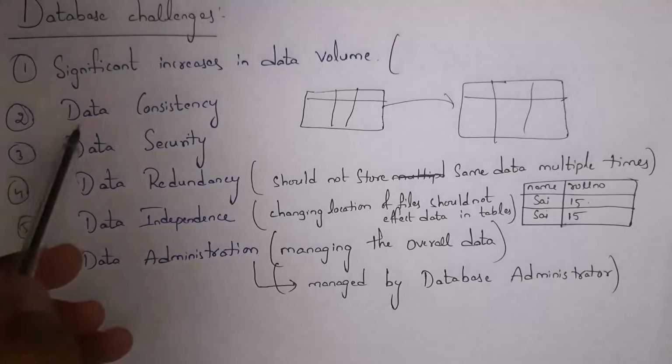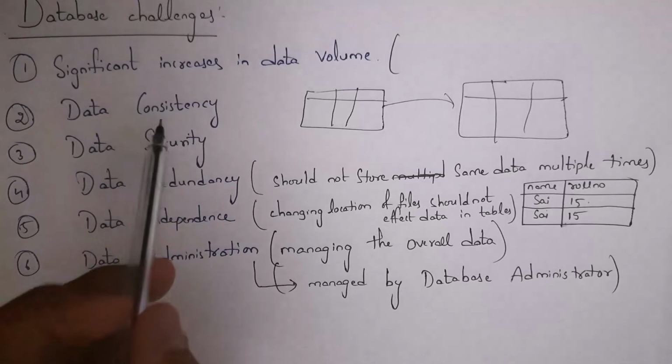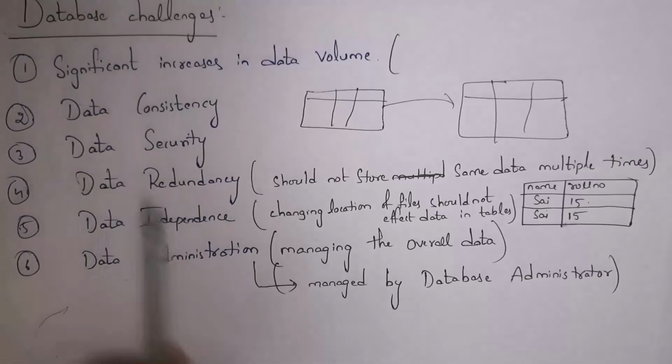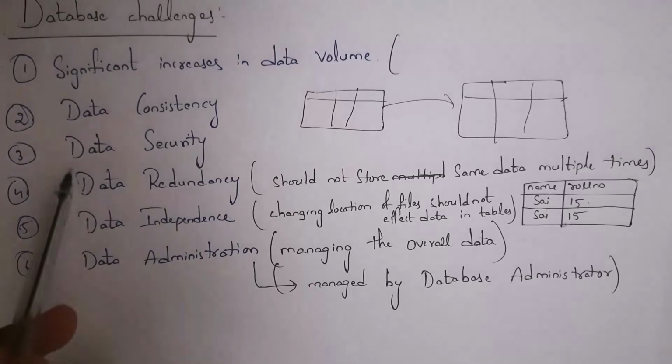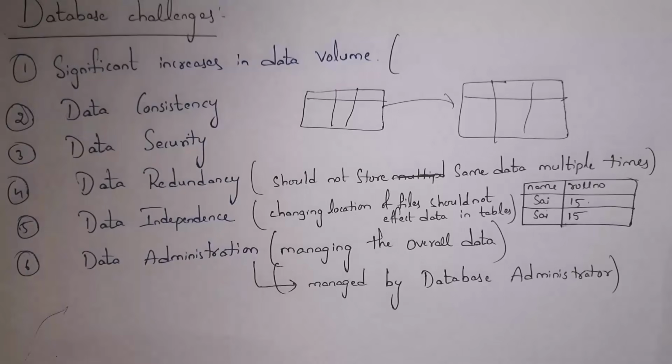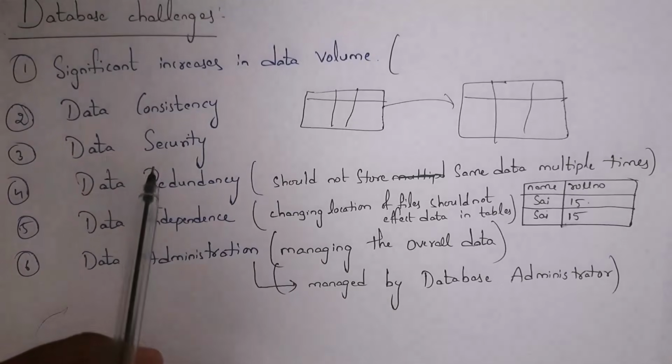This is the meaning of data consistency. Consistency means correct. Data must be correct in the database. And the third one is data security. Nowadays, many hackers are using advanced techniques in order to hack data. So we need to use advanced security features in order to protect our database. So securing our data is another challenging task.